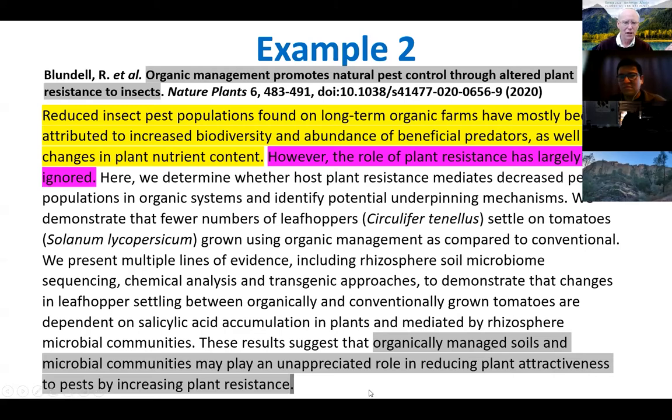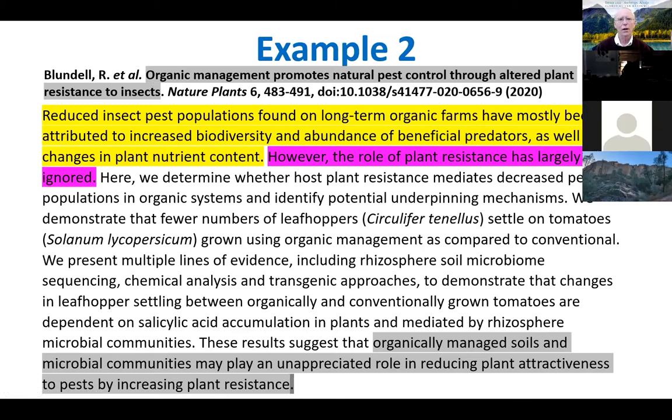And again, we can see that the ending has been used in the title, and the title tells us directly what the findings of this research are. Organic management promotes natural pest control through altered plant resistance to insects. Can't be any clearer than that. Really a wonderful title that draws people in.